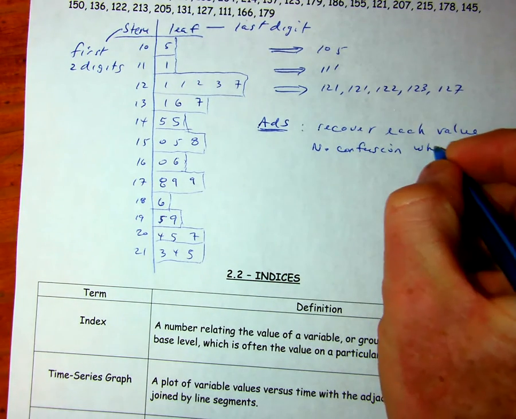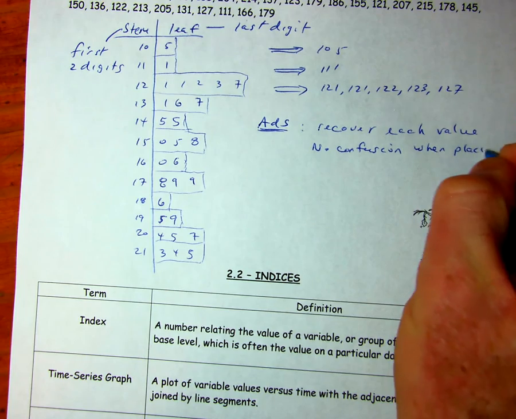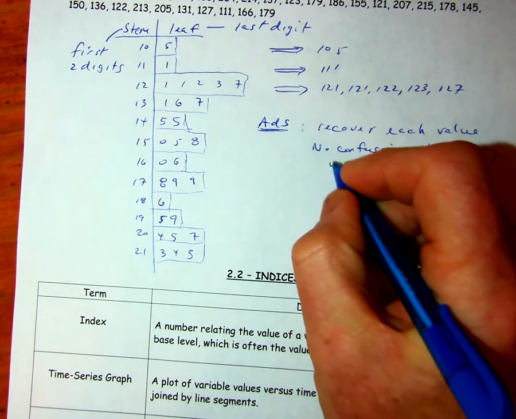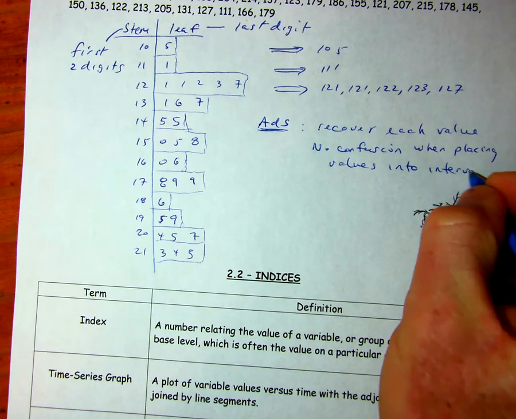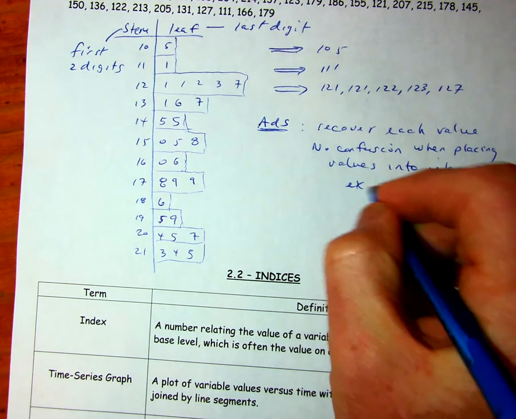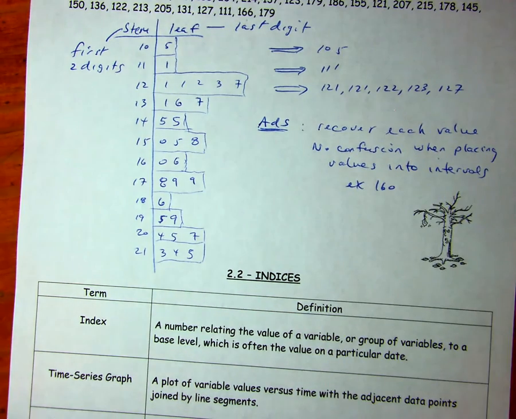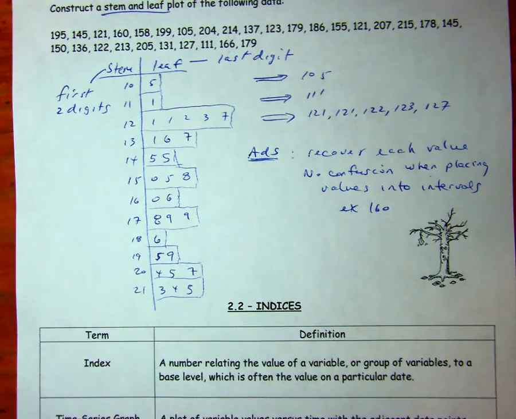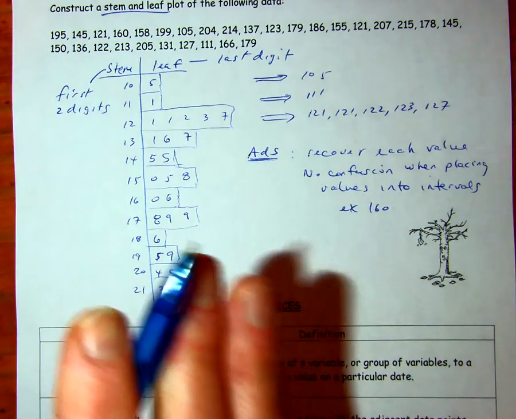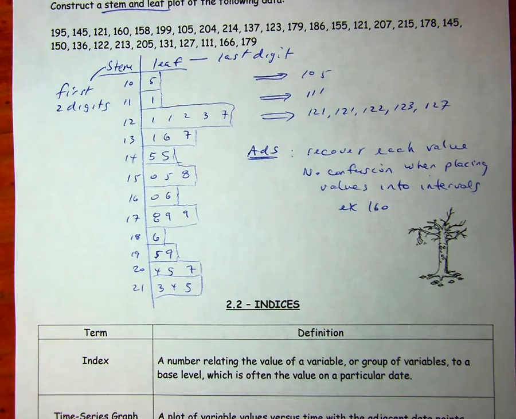When placing values into intervals. Example 160, right? So it automatically fixes that problem. So to be honest, before teaching this course, I've never seen a stem and leaf plot, so they're not that common. But anyway, that's what it is.